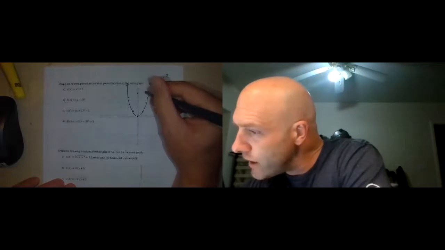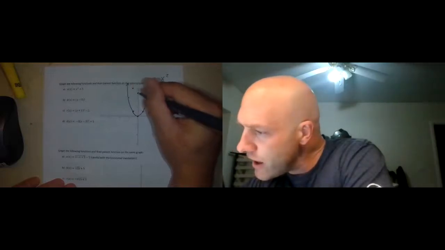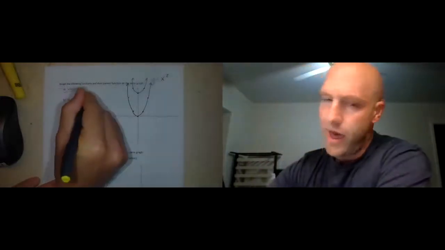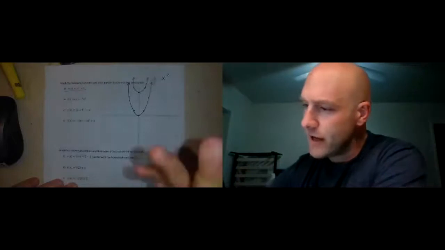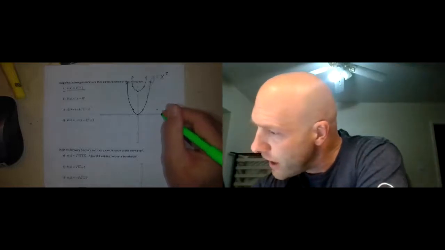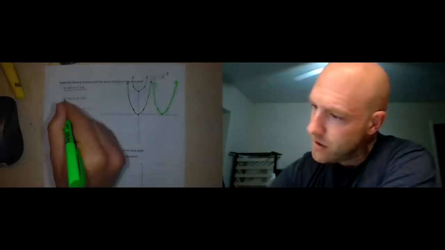I'm going to go over 1 and up 1 to here and there, and here is that new one, a of x. B of x, on the other hand, that 5 is inside the parentheses, so it's going to move everything 5 to the right. And so here is that vertex, moved 5 to the right. From there, over 1, up 1, back 1, up 1, and something like that. So there is this guy.